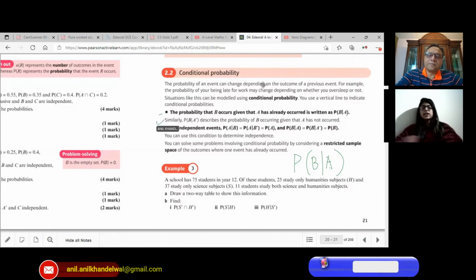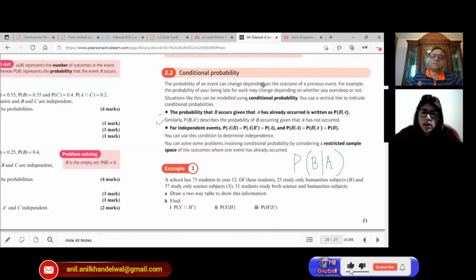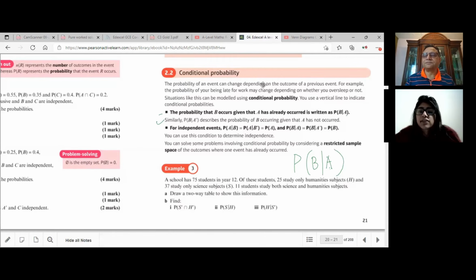Similarly, the probability of B occurring, given that A has not occurred, describes the probability of B occurring given that A did not occur. Yes, it says it there. You have understood. Yes, I've understood.